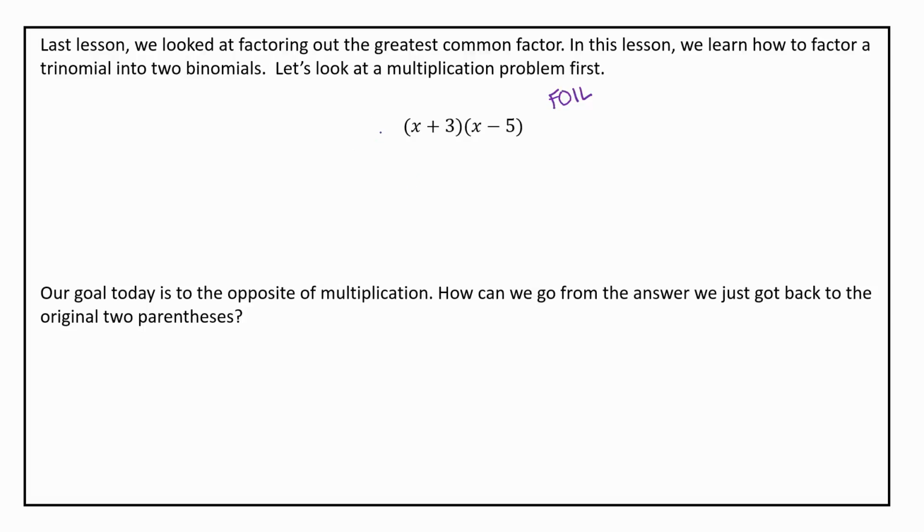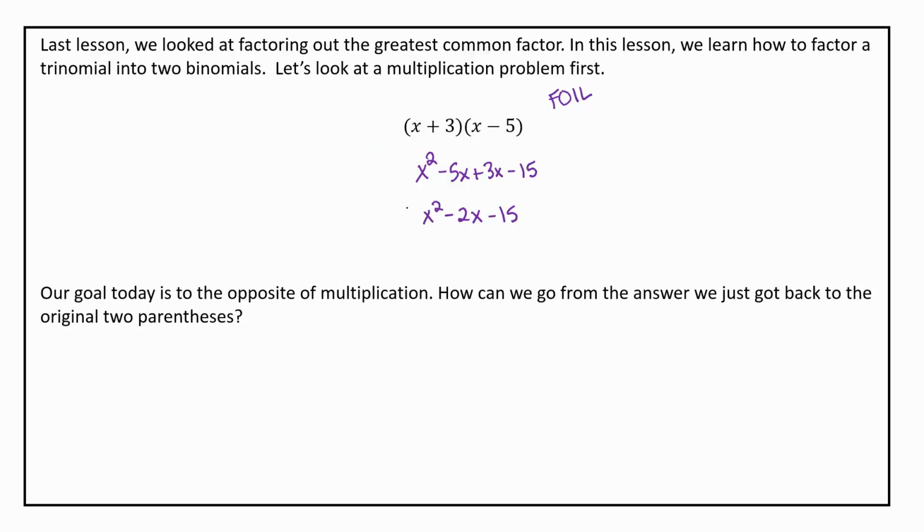Whichever way you want to think of it, we are going to do x times x, which is x squared. We're going to do x times negative 5, which is negative 5x. We're going to do 3 times x, which is 3x. And then we're going to do 3 times negative 5, which is negative 15. And to finish the problem, we would add the middle terms together and get x squared minus 2x minus 15.